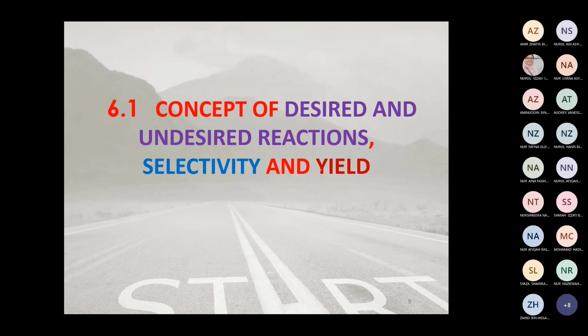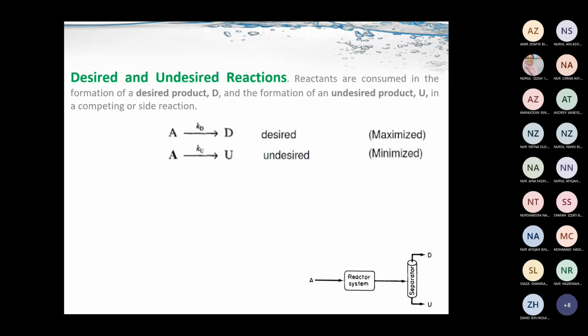Alright, so proceed to 6.1. Okay, so hari ni memang you belajar konsep saja, macam tak ada pengiraan sangat lah. So concept of desired and undesired reaction. This is D and this is U and S is capital and Y. So desired and undesired reaction, reactants are consumed in the formation of a desired product, as D, and the formation of undesired product, U, in a competing or side reactions.